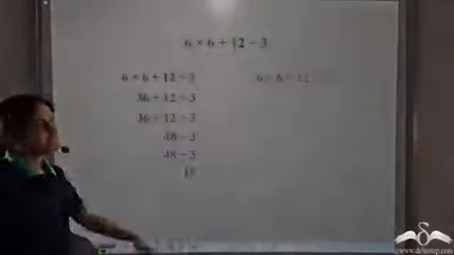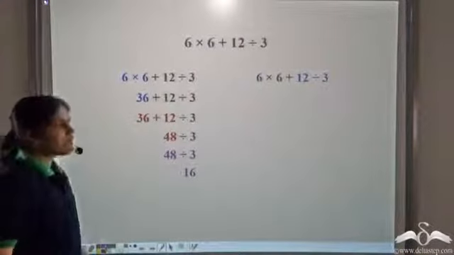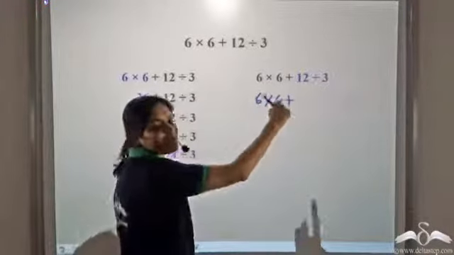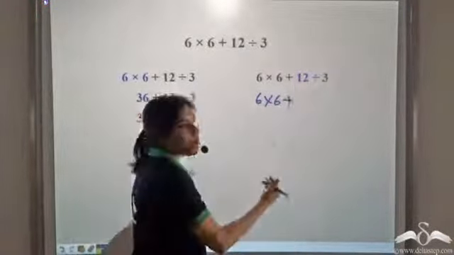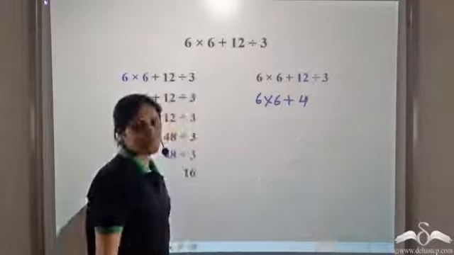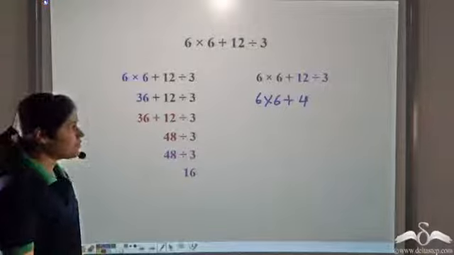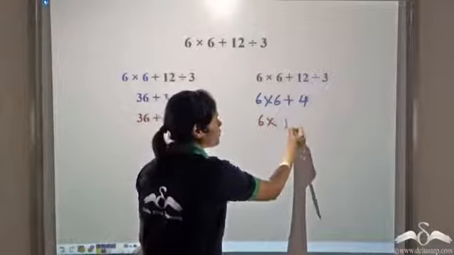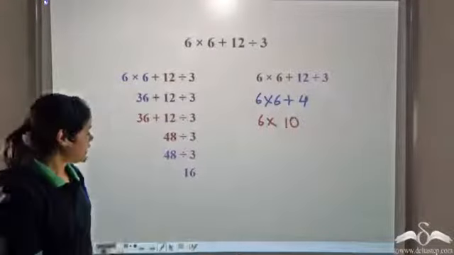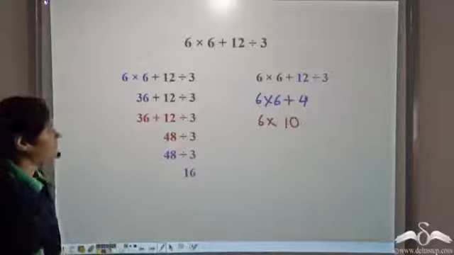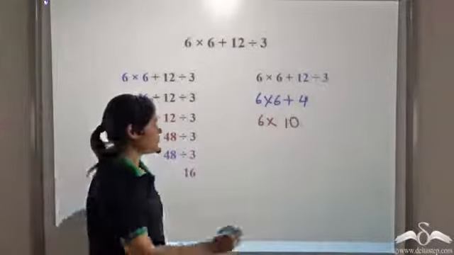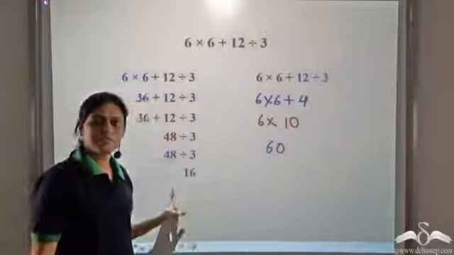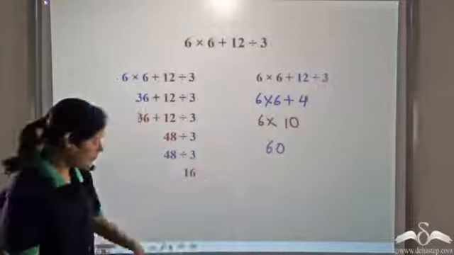Now try and solve it from right to left. So we have 6 into 6 plus 12 divided by 3. Because this is the rightmost operation, it gives us 4. Next we have 6 into 6 plus 4, which is 10. Next we have 6 into 10, which is 60. So we get two different answers, 16 and 60.